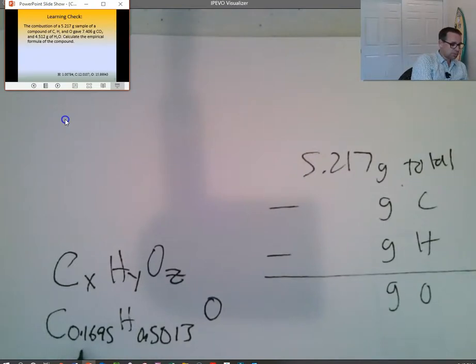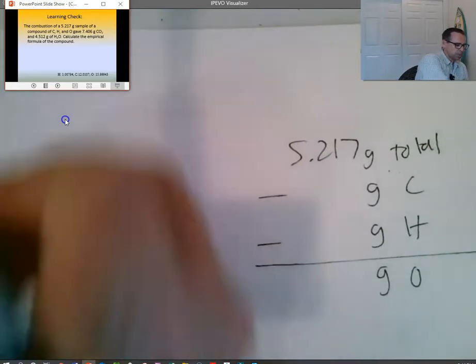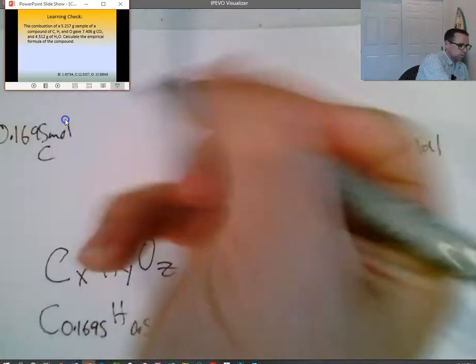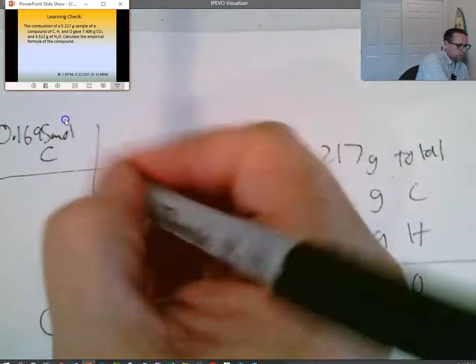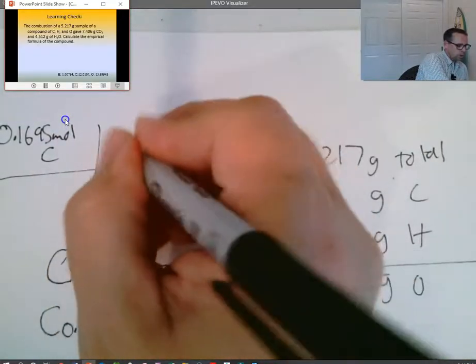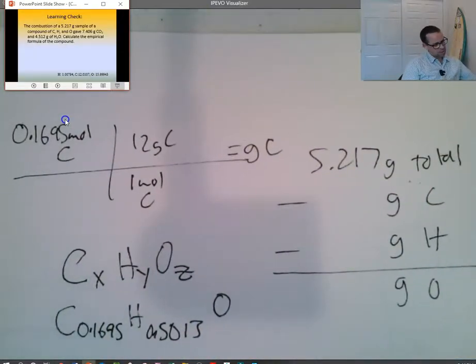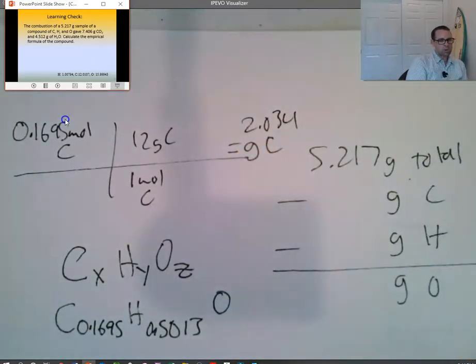So I can convert the moles of carbon, 0.1695, to grams of carbon. 1 mole of carbon is 12 grams of carbon. So 0.1695 times 12 tells me I have 2.034 grams of carbon.